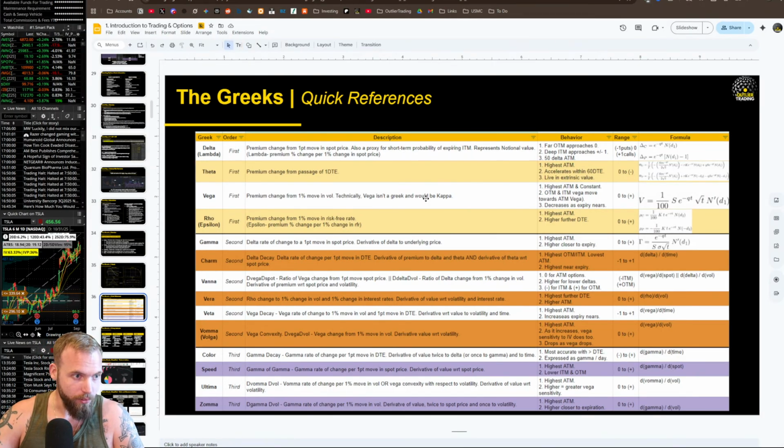Anyways, vega tells us change of vol, and then gamma. Gamma is the only one out of this list that tells us how another Greek, delta, changes. And then you'll notice that there are other second order Greeks.